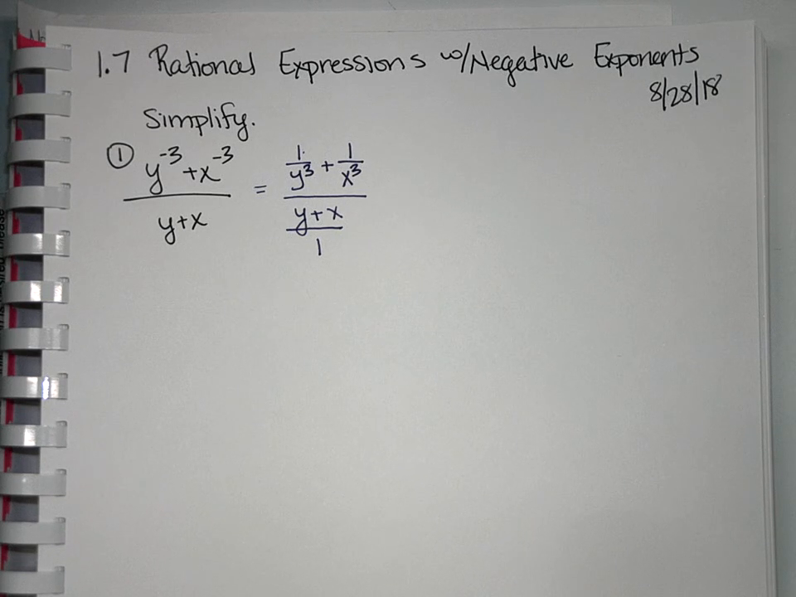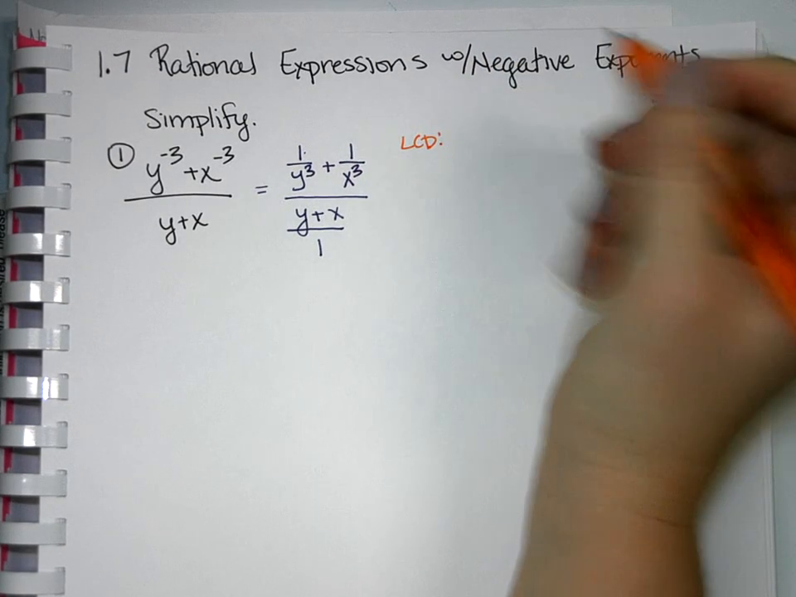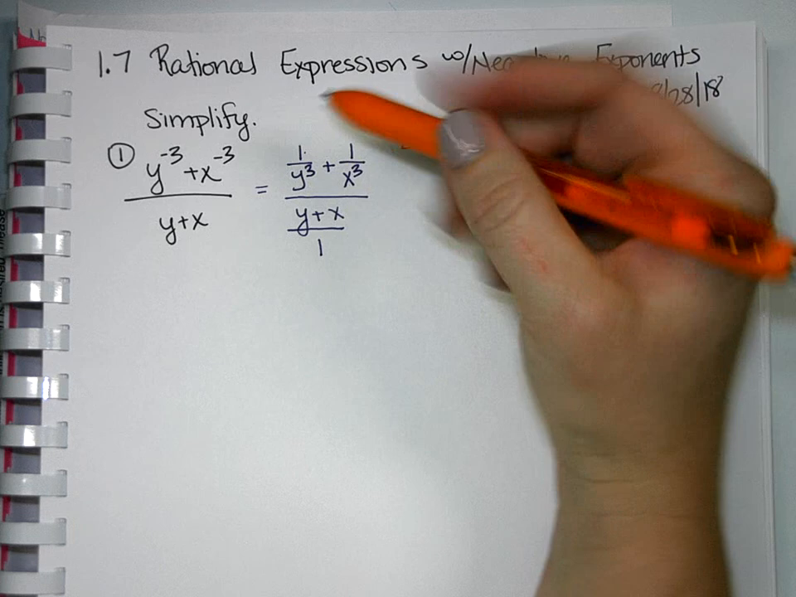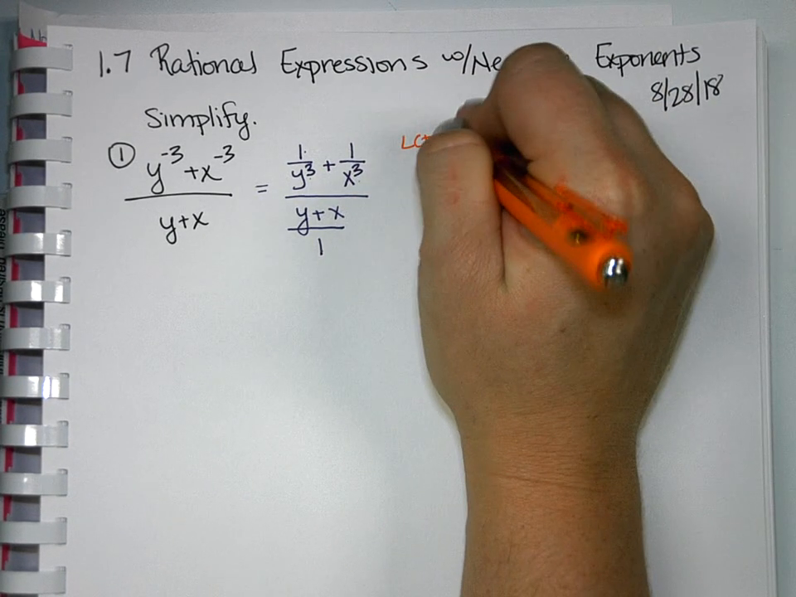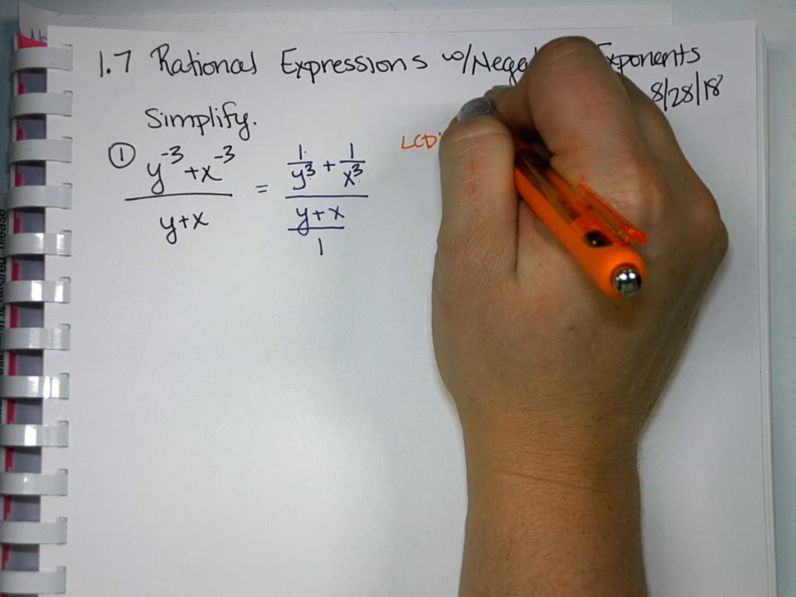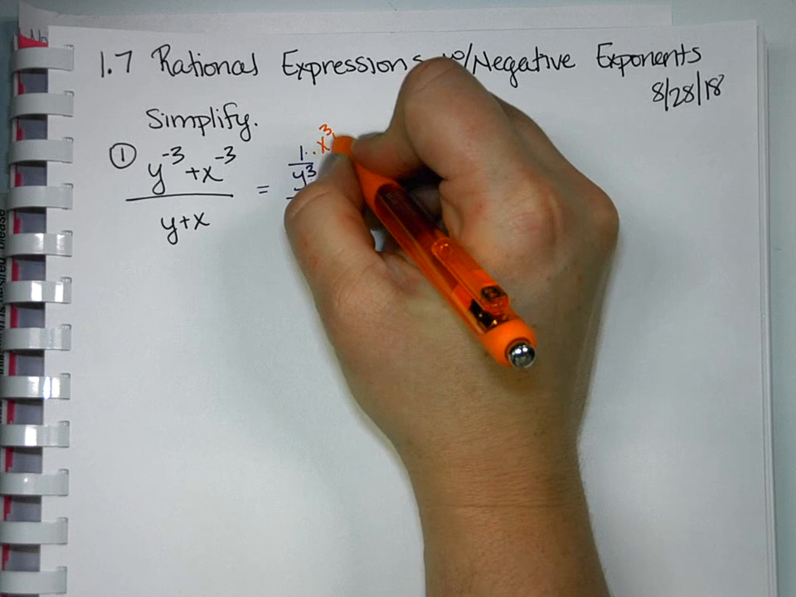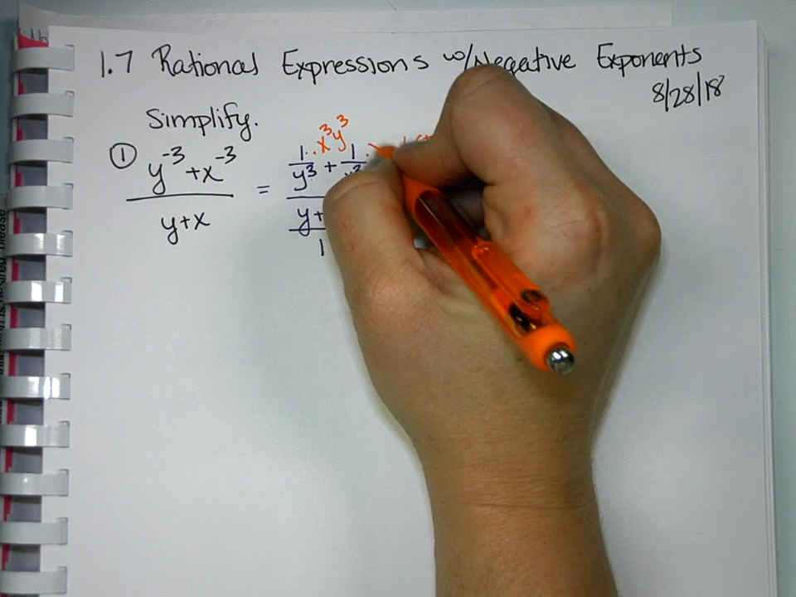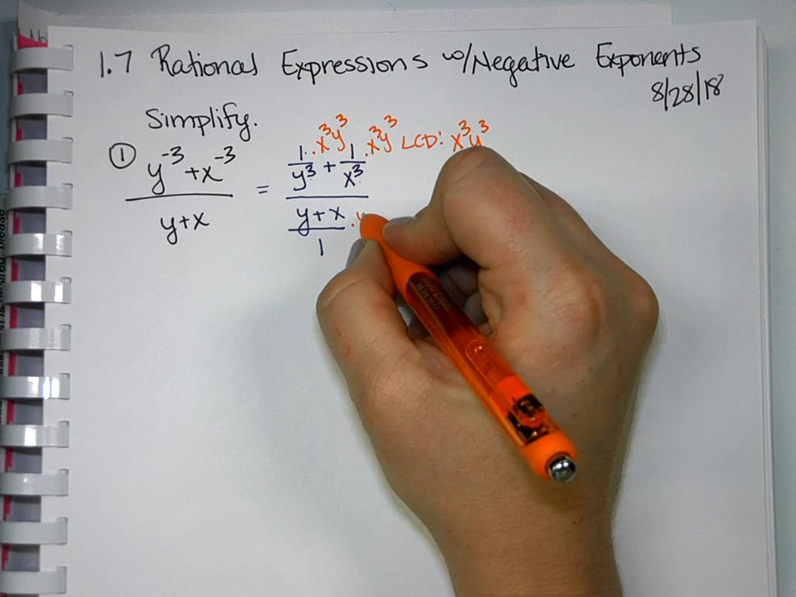So from here, we now want to look for that LCD that we can multiply to each term. So I have a 1, a y to the third, and an x to the third. So x to the third, y to the third will be my LCD. So I multiply each term by x to the third, y to the third, including the 1 down here.